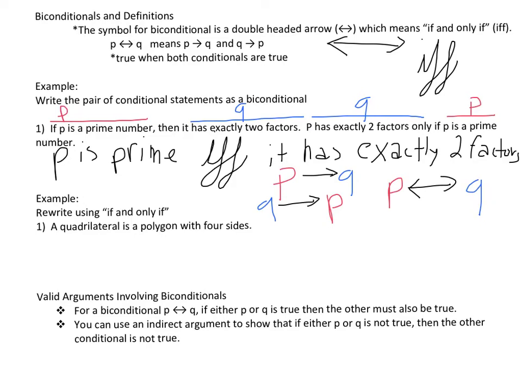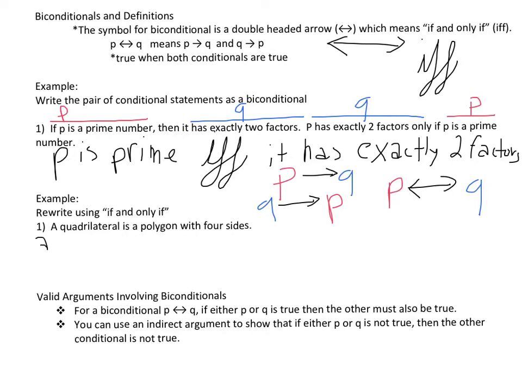This next one looks a lot more like a definition. We want to rewrite it using a biconditional though, an if and only if. So the definition is a quadrilateral is a polygon with four sides. Now, what is being defined here? Well, we're saying a polygon is a quadrilateral if and only if it has four sides. So that would be our conditional. Now we can't say a quadrilateral is a polygon if and only if it has four sides. We have to think which one is more specific.